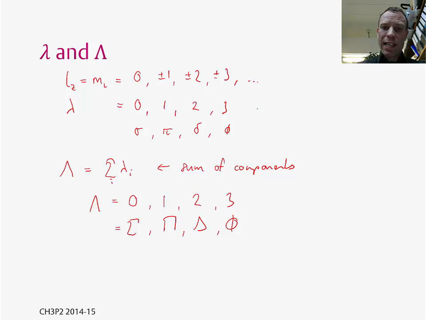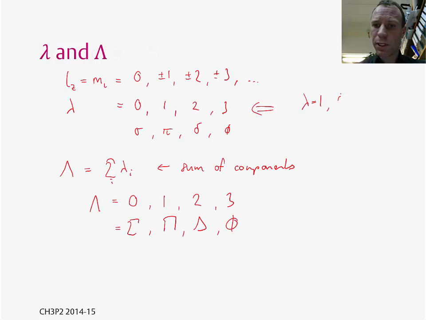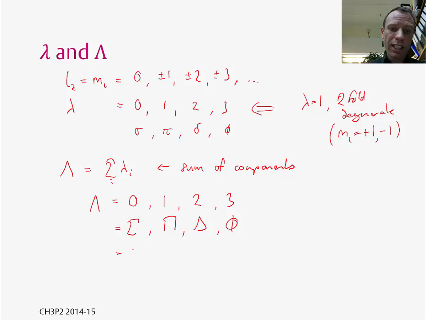You'll have noticed up here that lambda is only positive numbers, so that means there's some degeneracy which comes in. So if lambda equals 1, then this is going to be twofold degenerate, because it's going to be the terms which are ml equals plus 1 and minus 1. So if you go back down to the bottom here, we can see there's going to be degeneracy. The sigma is going to have a degeneracy of 1, but all the other states are going to have degeneracy of 2.